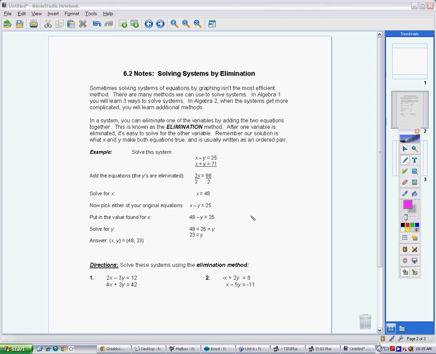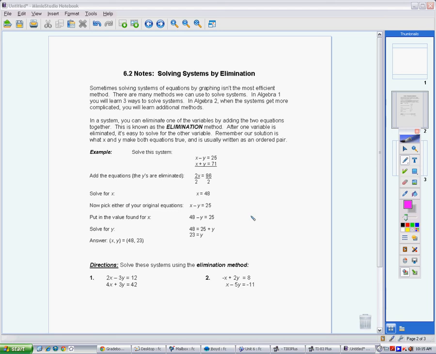Today's systems is going to be solving systems by elimination. So let me read these paragraphs. Sometimes solving systems of equations by graphing isn't the most efficient method. There are other methods we use to solve systems.